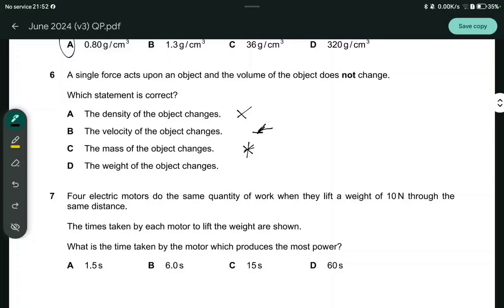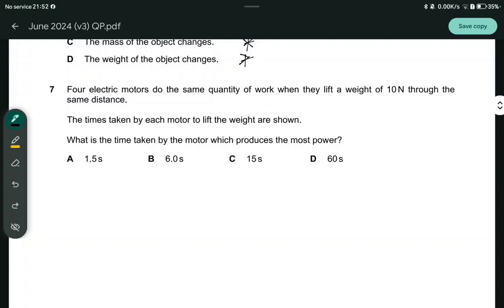A force acts on an object and the volume doesn't change. So this force is equal to ma. If you have a resultant force, that means you have acceleration. So wait, I would gladly eliminate this one and go with B. Because the resultant force is equal to mass times acceleration, and if there's a resultant force, that means the body is accelerating, and that means the velocity of the object changes.